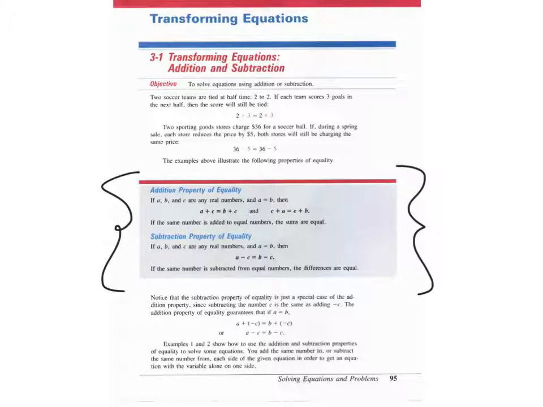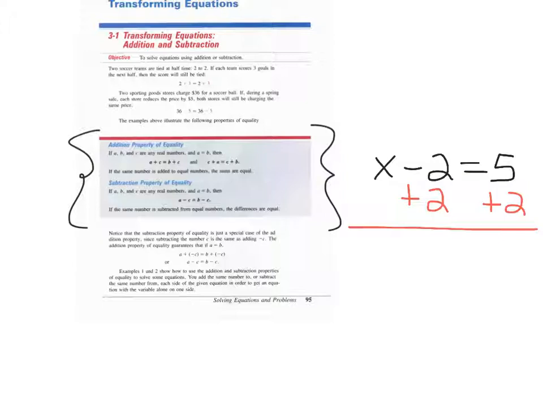So the addition property of equality basically says that if you have an equation, let's say it's x minus 2 equals 5. Now, I already know you can do this in your head, but I want to see that you know how to apply this addition property of equality by adding the same number to the left side and to the right side. That will help to isolate the variable, and then I get x equals 7.